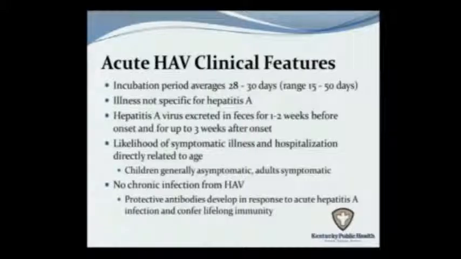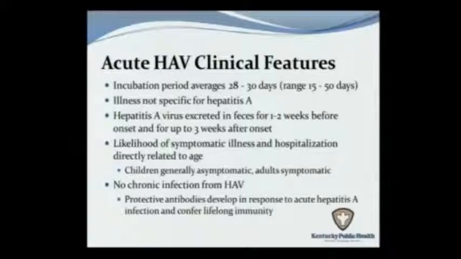So the clinical features of HIV. The incubation period averages 28 to 30 days, but it can range anywhere from 15 to 50 days. As I've said before, the illness is not specific for hepatitis A, because they're pretty general symptoms. Hepatitis A virus is excreted in feces for 1 to 2 weeks before onset and for up to 3 weeks after onset. The likelihood of symptomatic illness and hospitalization is directly related to age.